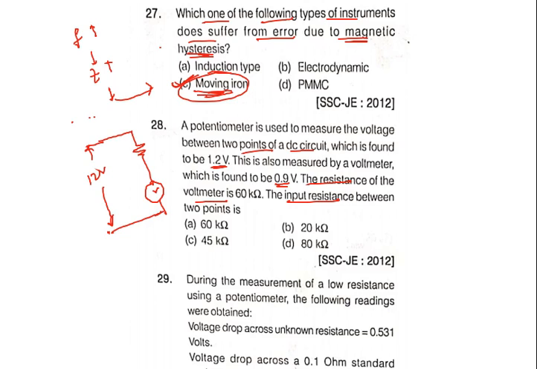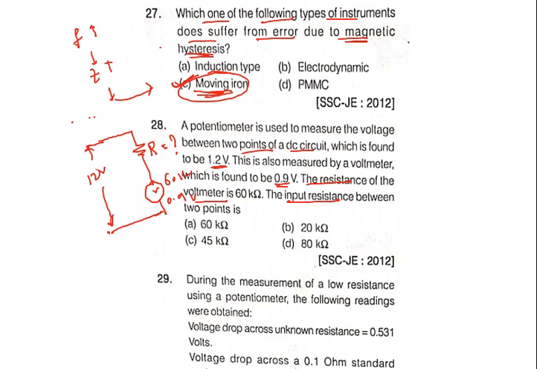Okay. In that, what is he asking? The resistance of the voltmeter is given, 60 kilo ohms. And the voltmeter reads 0.9 volts. 0.9 volts will be here. Totally 12 volts. What is being asked? The input resistance. We have to calculate the input resistance here. With the voltmeter resistance given as 60 kilo ohms and the voltage 0.9 volts, based on this we can calculate.